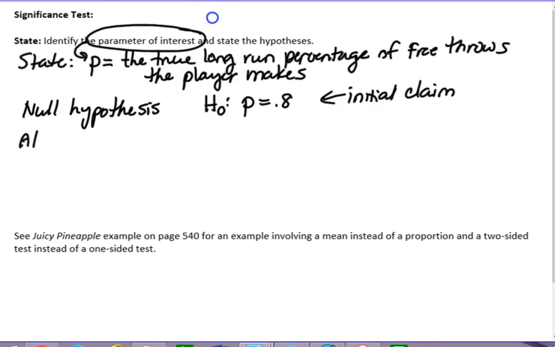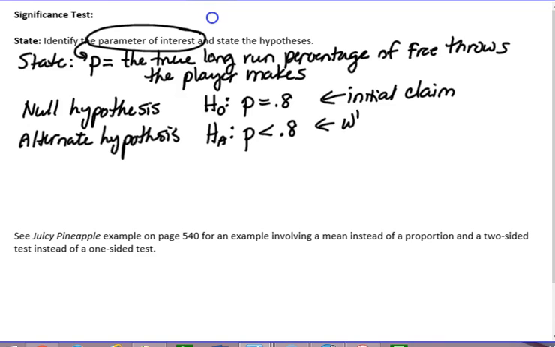Then there is the alternate hypothesis. So the alternate hypothesis we abbreviate H sub A. So think of laughing, ho ho ha ha. Our alternate hypothesis is that we think the player was exaggerating, so we're going to say P is less than 0.8. And this is what I am trying to find evidence for.